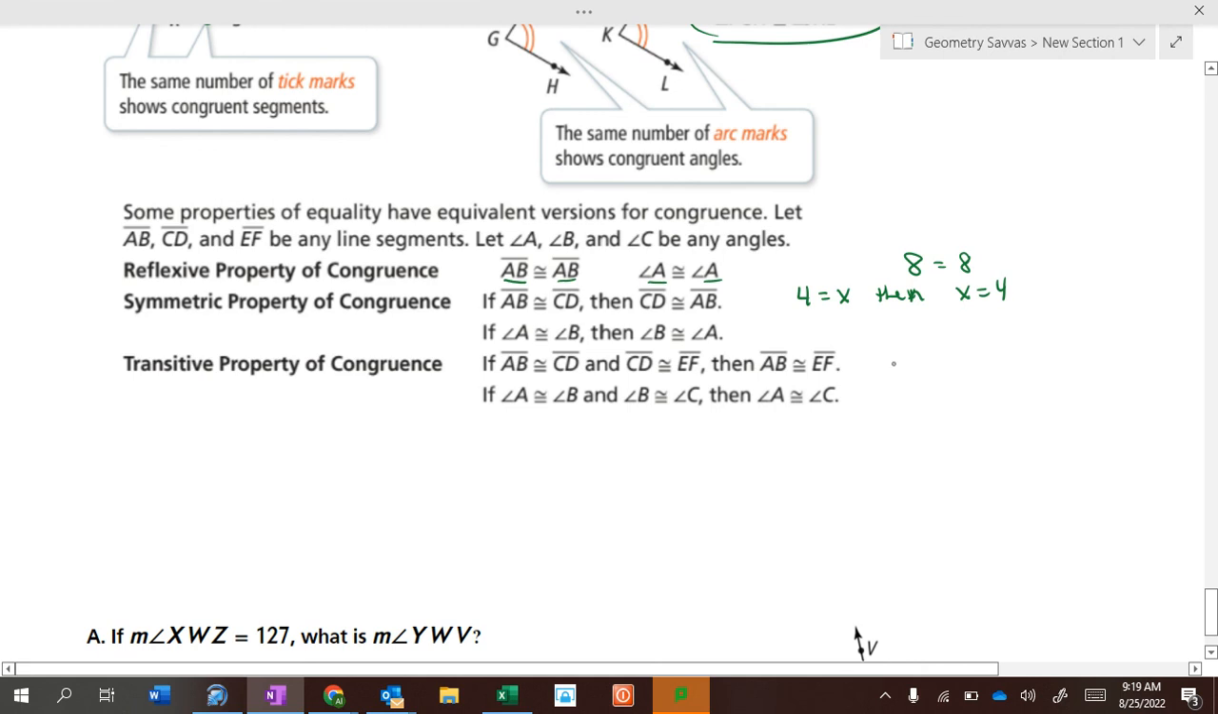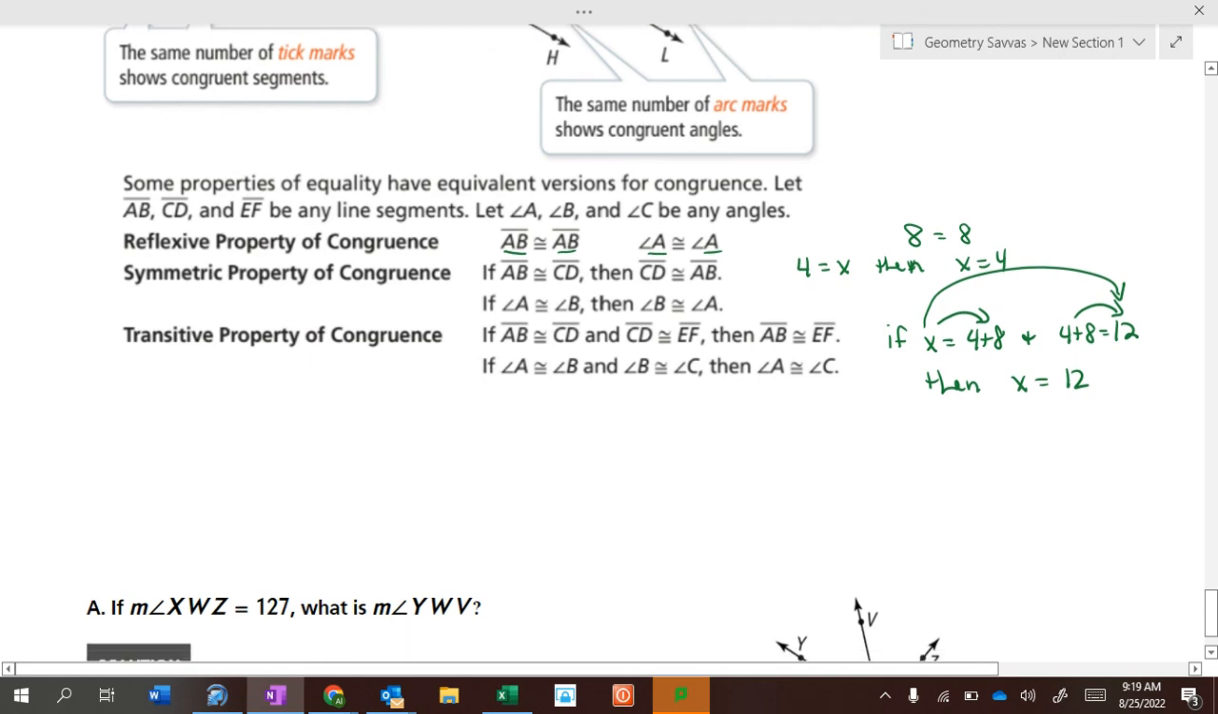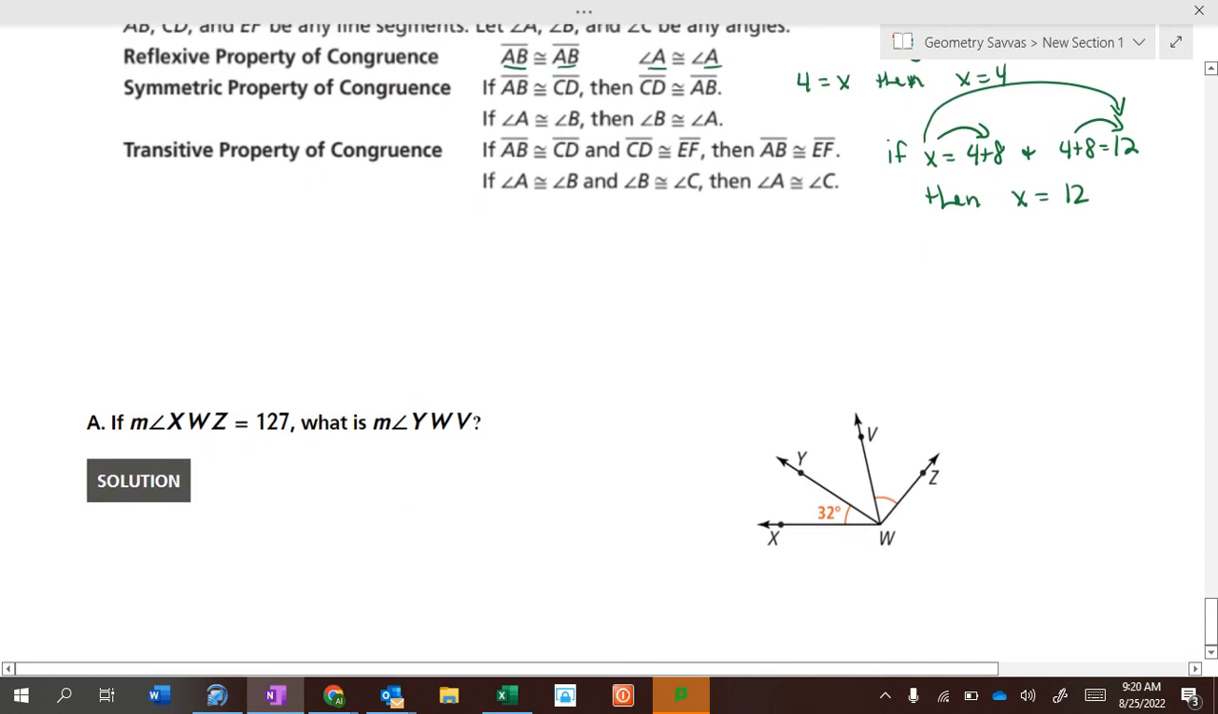And the transitive property says if x equals 4 plus 8, and we know 4 plus 8 equals 12, then x must equal 12. If the first leads to the second and the second leads to the third, then we know the first must lead to the third. Okay, because they're all equal to each other. That's a transitive property. So we'll work with those properties more. They didn't need to stick them in this section, but they did.